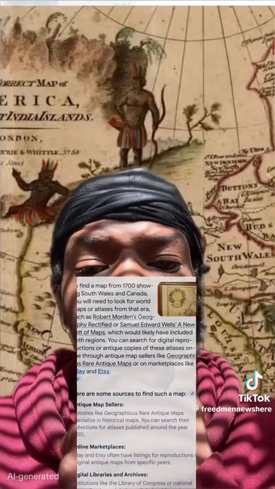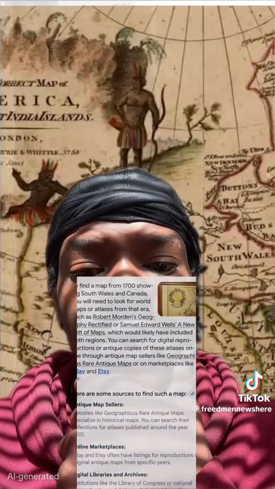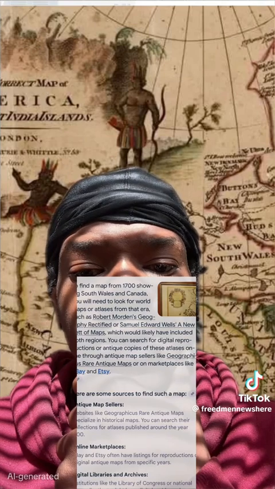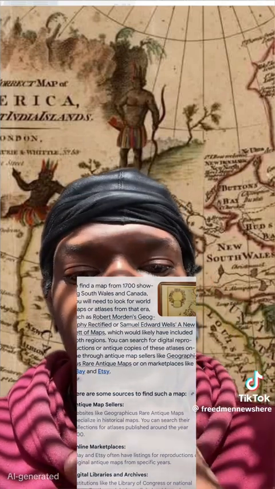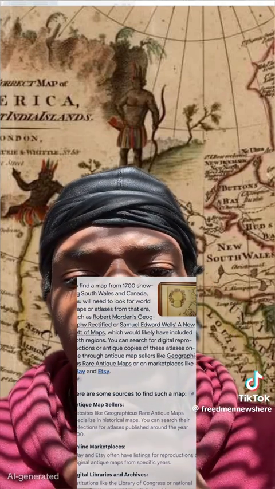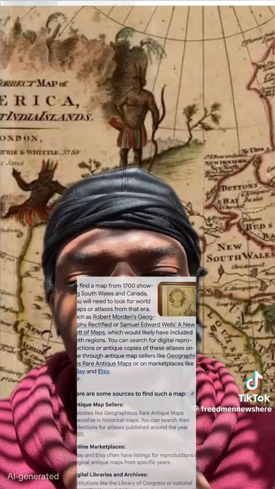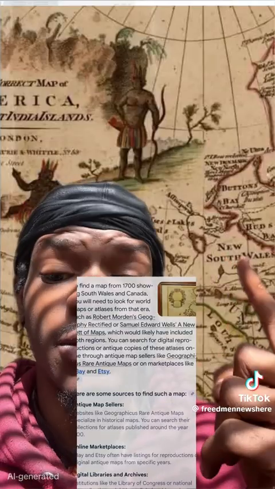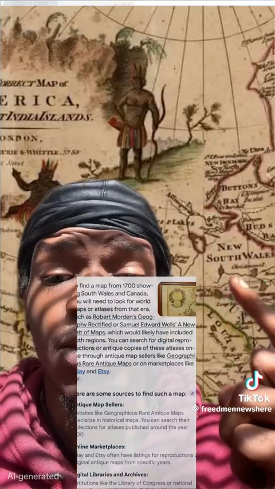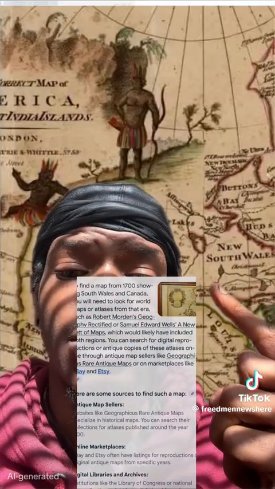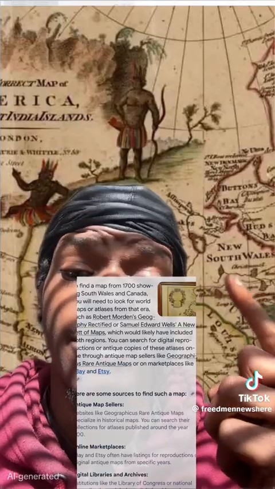Find a map from 1700 showing southern Wales and Canada. You would need to look for world maps, references which would likely have included the southern regions. You can search for digital, reproduction, or antique copies also. The southern Wales that I'm breaking down in chronological order are the 1700s, okay? Which would be like the 18th century.